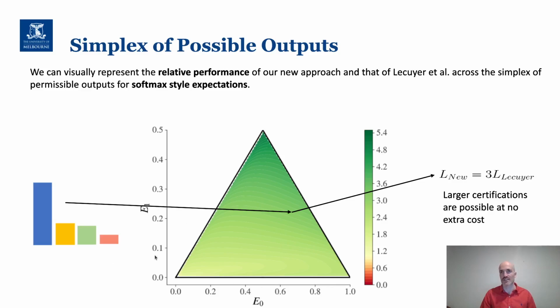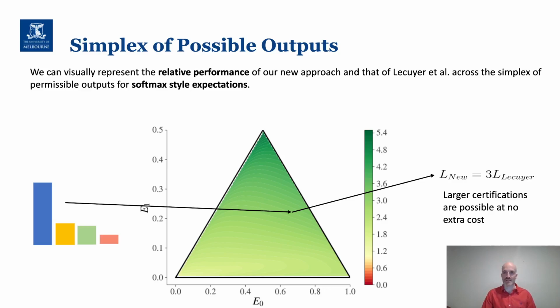The reason we can do this is because all certification techniques are built just considering the highest two class expectations. They don't consider the rest. So we can map our permissible output space just down into the E0, E1 space. And then what we do with the simplex of possible outputs is we can exactly calculate the relative performance between our technique and any other approach at any point in this space, because the inputs to the certifications themselves are just the class expectations.